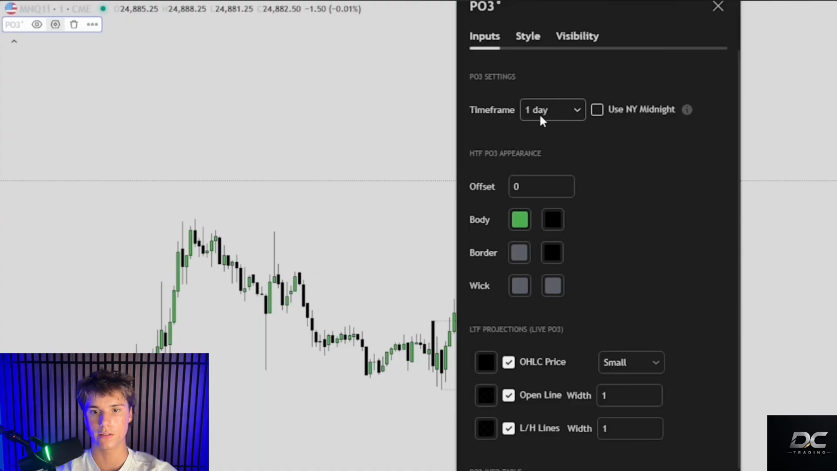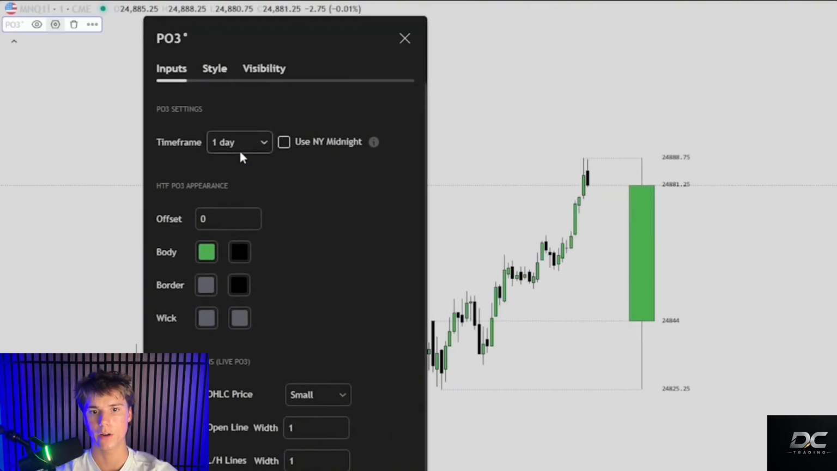If you go to the settings of this indicator, you will see the time frame, whatever time frame this indicator is.